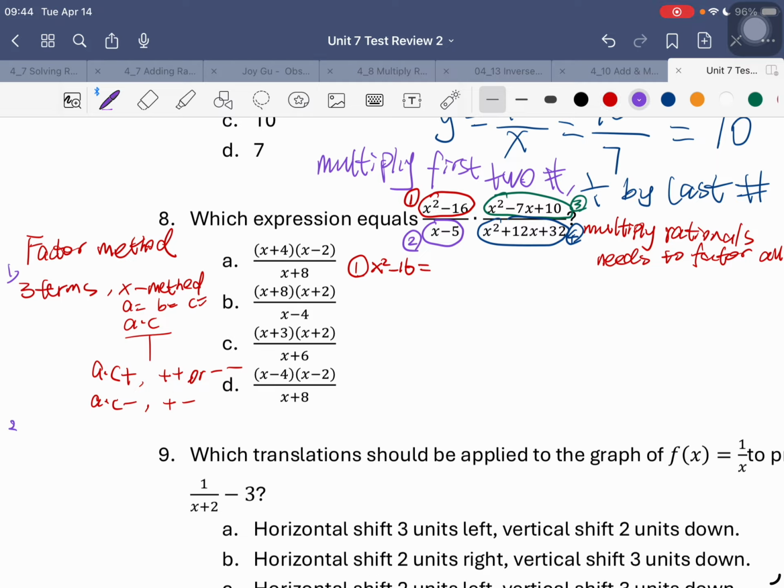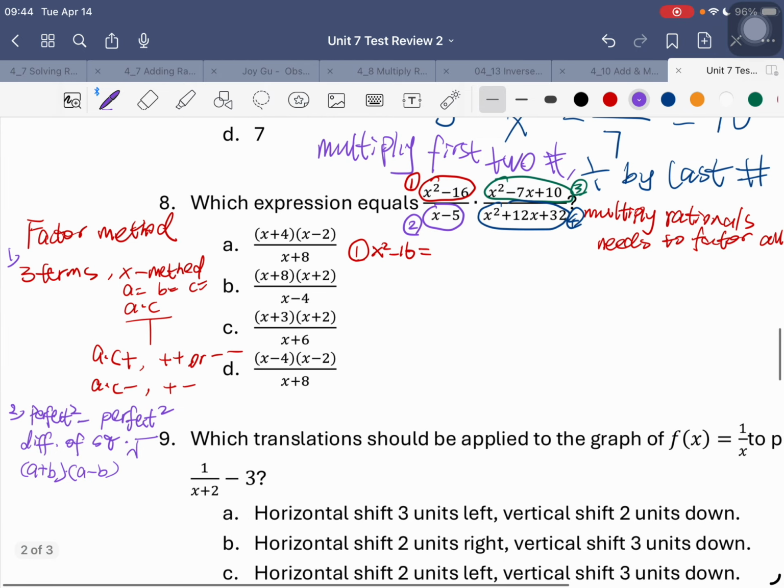Okay, if we see 2 terms and it's a perfect square minus a perfect square, we use difference of squares. We take the square root of them and we put a plus b, a minus b. That's how we factor it. And the third one is GCF, greatest common factor.